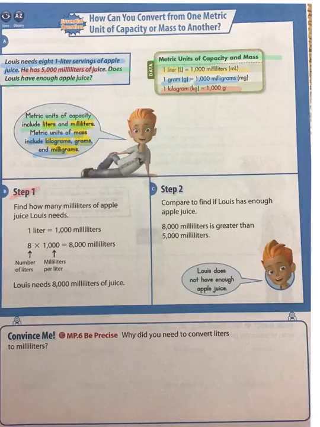So step 1, you want to find out how many milliliters of apple juice Louis needs. So all we have to do is take 1 liter and convert it into milliliters. And since 1 liter equals 1,000 milliliters, he's going to need 8 of them. So we're going to multiply 8 times 1,000 and we're going to get 8,000. So he needs 8,000 milliliters.